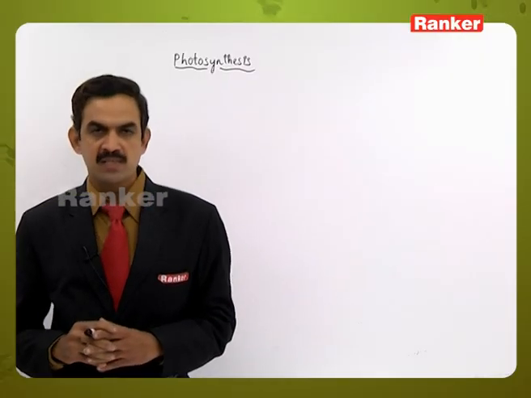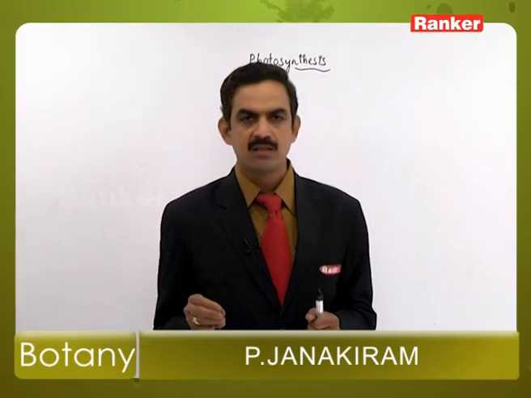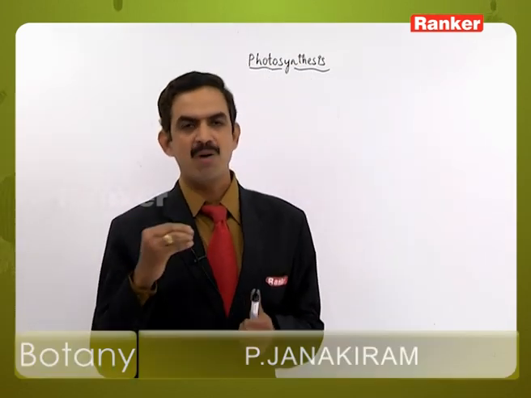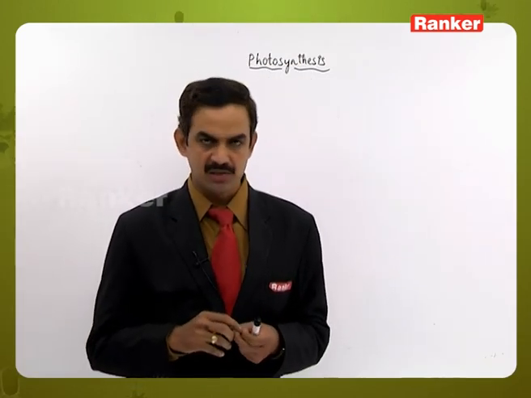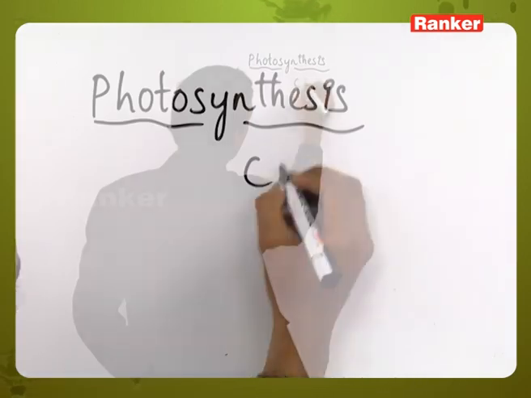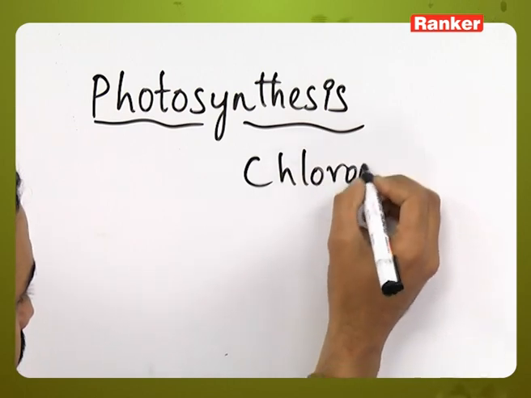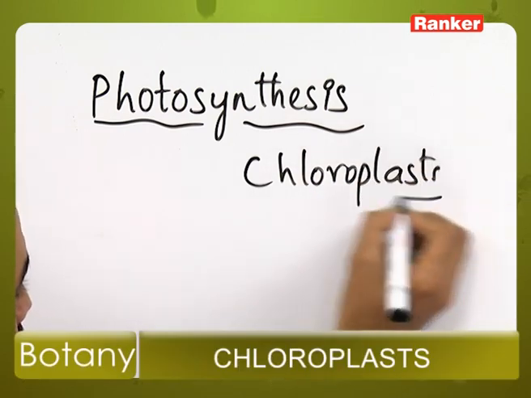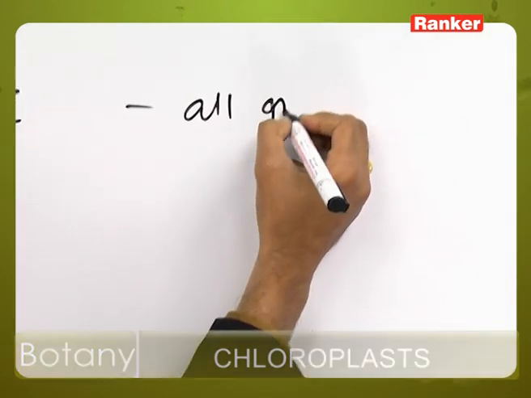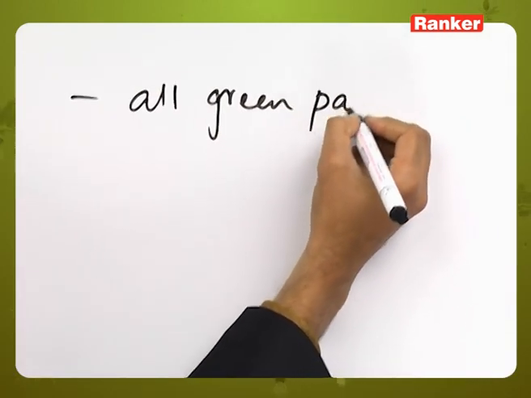Where does photosynthesis take place in the plant? That is particularly in the green parts of the plant body, and in the green parts also they have green structures. Those green structures are called chloroplasts. So we say that all green parts of the plant perform photosynthesis.